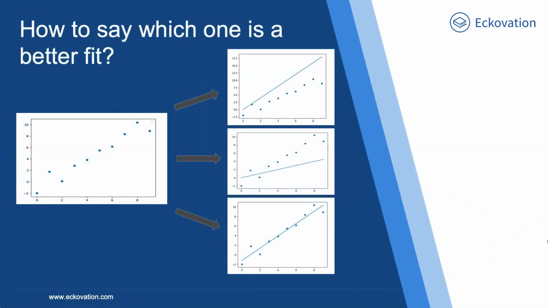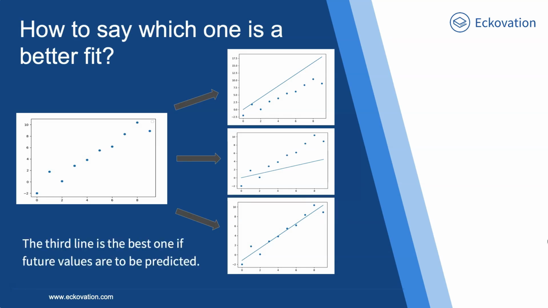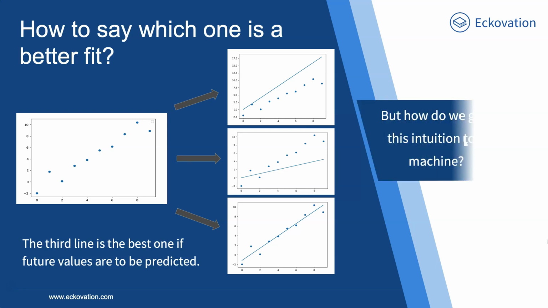Which line do you think will give a better output? As humans, it is easy for us to judge that the third line is the best one. But how do we tell a computer that it is the best line? By observation, the best line is expected to have minimum distance from all the points in the data. It does not have to touch all the points, but it should be near most of the points.